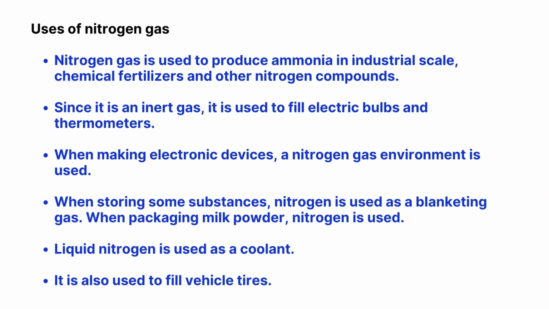Uses of nitrogen gas: nitrogen gas is used to produce ammonia on an industrial scale, chemical fertilizers, and other nitrogen compounds. Since it is an inert gas, it is used to fill electric bulbs and thermometers. When making electronic devices, a nitrogen gas environment is used. When storing some substances, nitrogen is used as a blanketing gas. When packaging milk powder, nitrogen is used. Liquid nitrogen is used as a coolant. It is also used to fill vehicle tires.